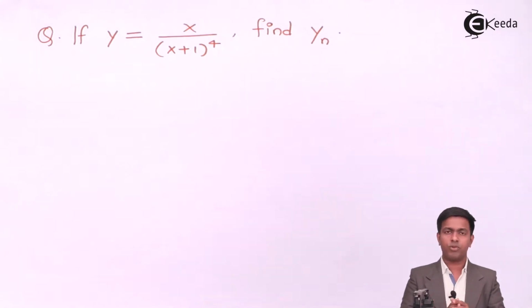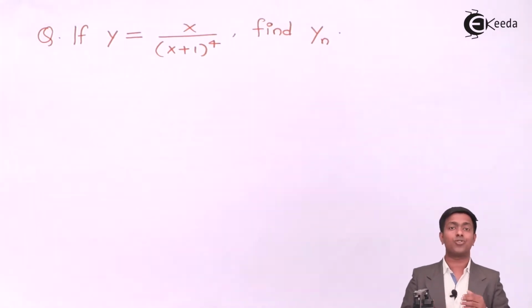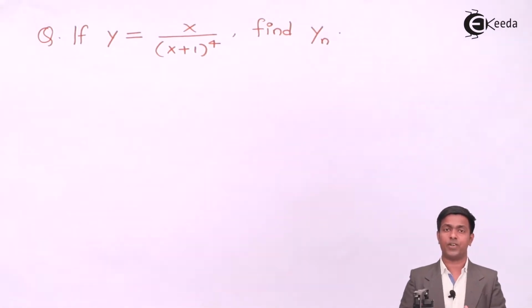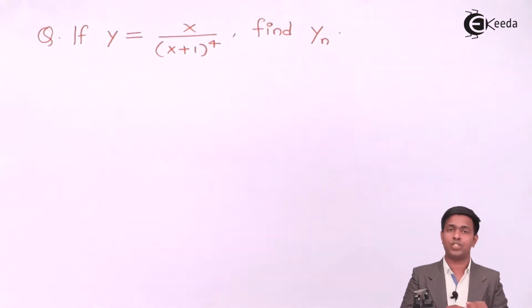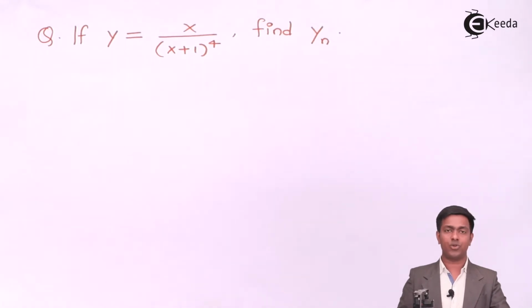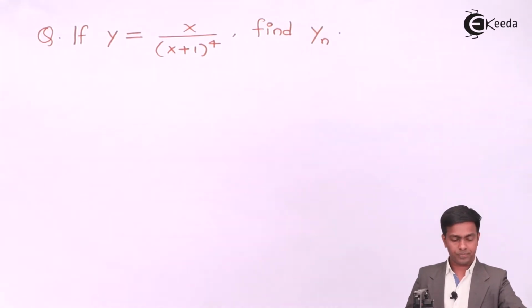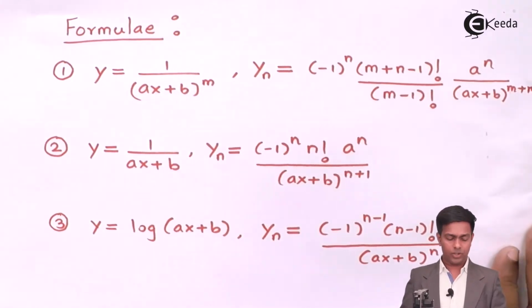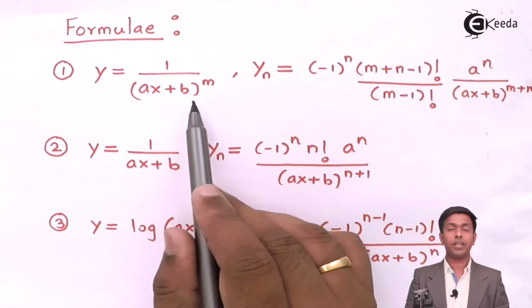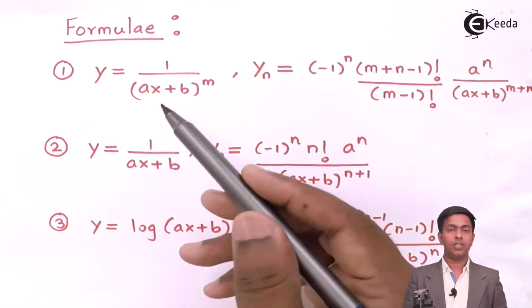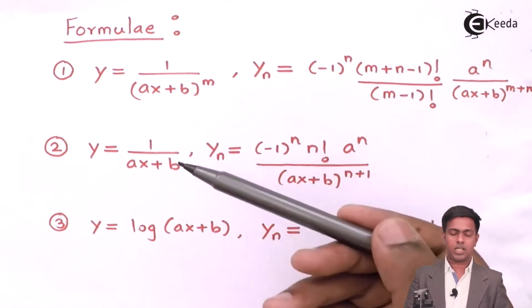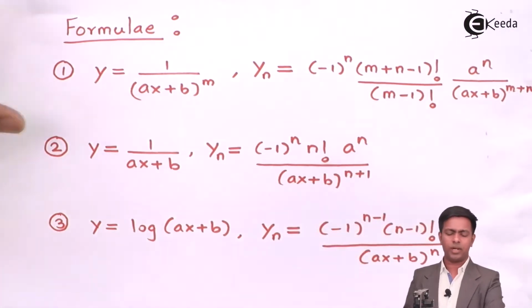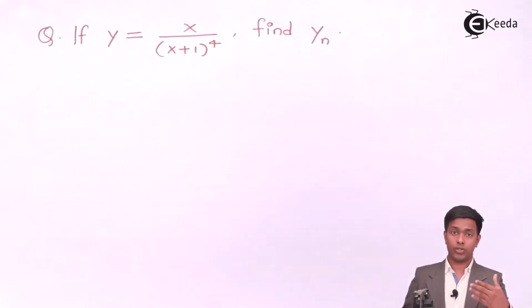So guys, let's observe the function here. We have x upon x plus 1 raised to 4. Now this is an algebraic function. So if I want to find out the nth derivative of the algebraic function, I should use the formula of the algebraic function. For reference, I'll show you the formula. In the algebraic section, we have two formulae. One is 1 upon ax plus b to the power m, and the other is 1 upon x plus b. So we have these two formulae which come under algebraic. Then we have logarithmic and other formulae, the transcendental formulae, also the exponential formula.